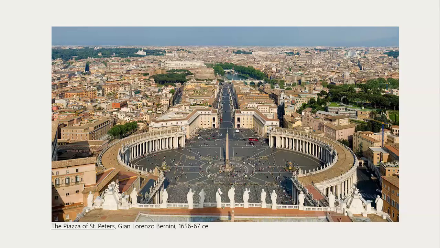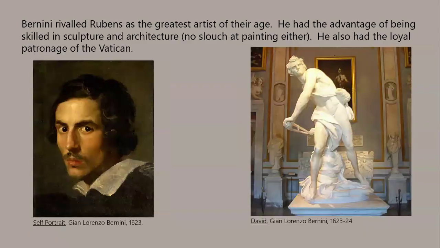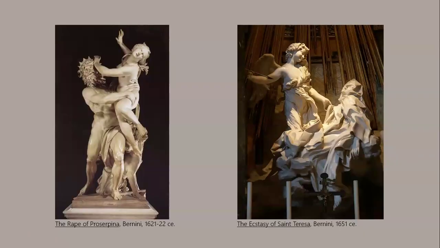Anyways, it's a beautiful piece of architecture, and that's the main square of the Vatican. So in terms of sculpture, Bernini was the most influential Baroque artist for sculpture. He set the style. And if you're looking at this and you think, wait, this looks familiar, it kind of looks a little bit like some of the Hellenistic sculpture that we saw.